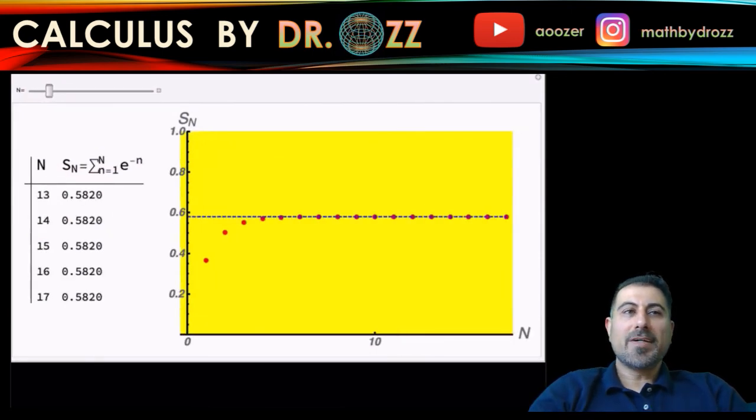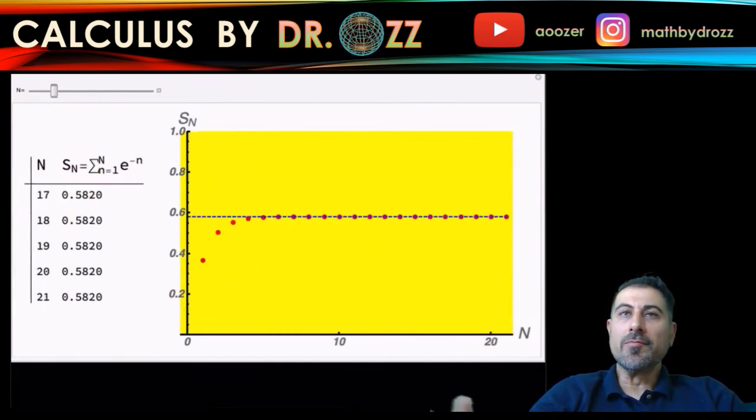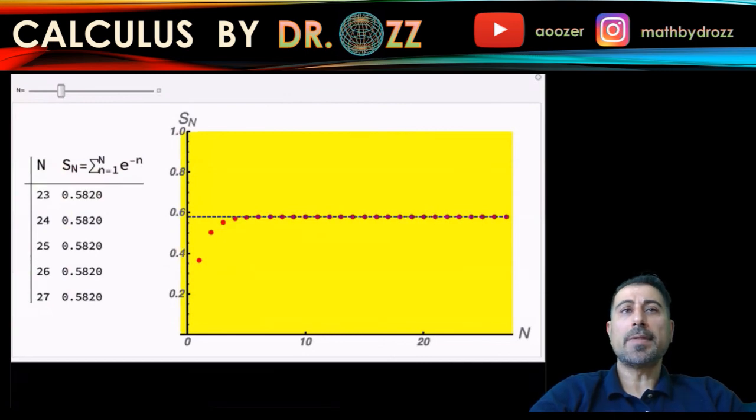And this is the graphical output of the last example, for which we had the geometric series. As you see, the convergence is pretty rapid, and the partial sums converge to the actual sum very quickly.